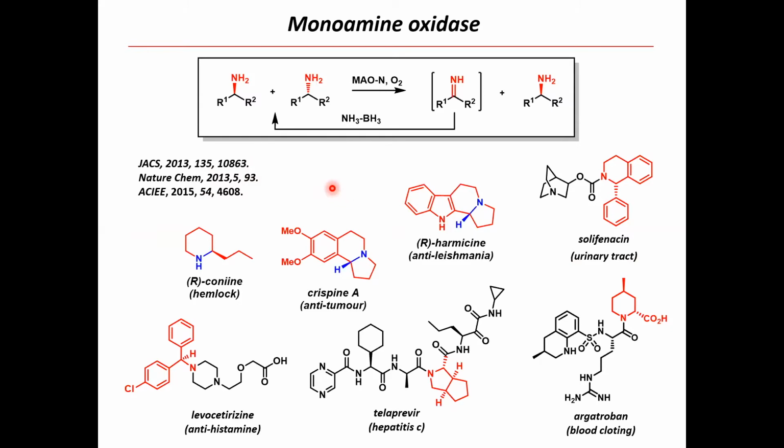One of the ways we apply this enzyme is in this so-called deracemization process, where we take racemic amines with the engineered enzyme in the presence of oxygen. We oxidize one enantiomer to the imine, which leaves the other enantiomer untouched. And then we recycle the imine back to the racemic amine, and that process converts racemic amine to an enantiomerically pure product.